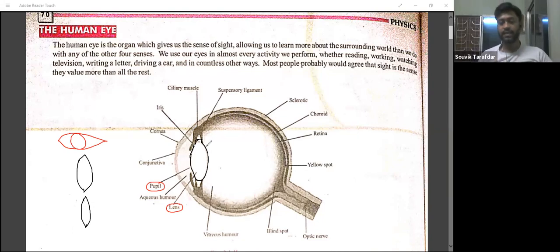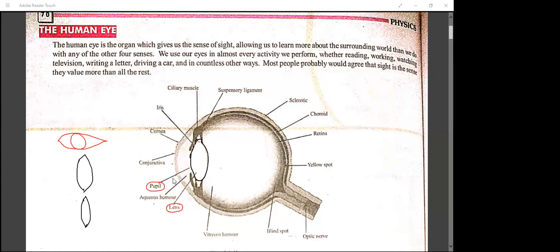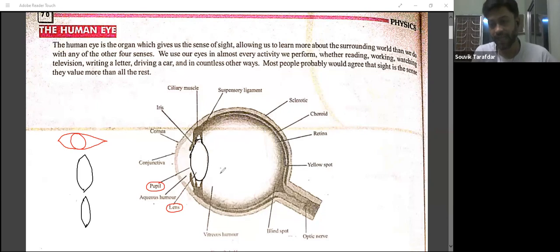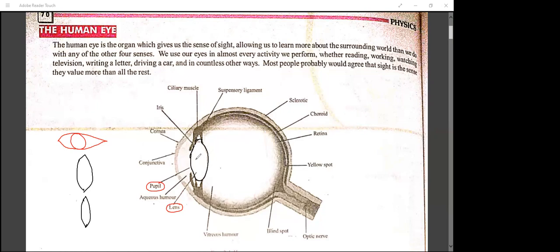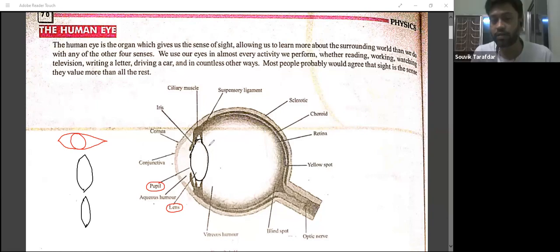So this is the lens, and light enters through this lens. Now, what is the shape of the eye lens? Convex or concave? Convex lens, right? So it is a convex lens. Now obviously you know that a convex lens is a converging lens, isn't it? Yes, sir. So light converges through this lens.